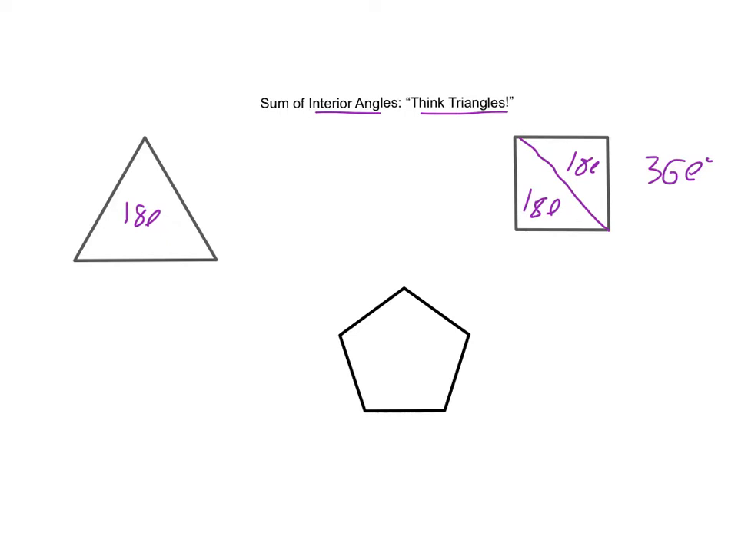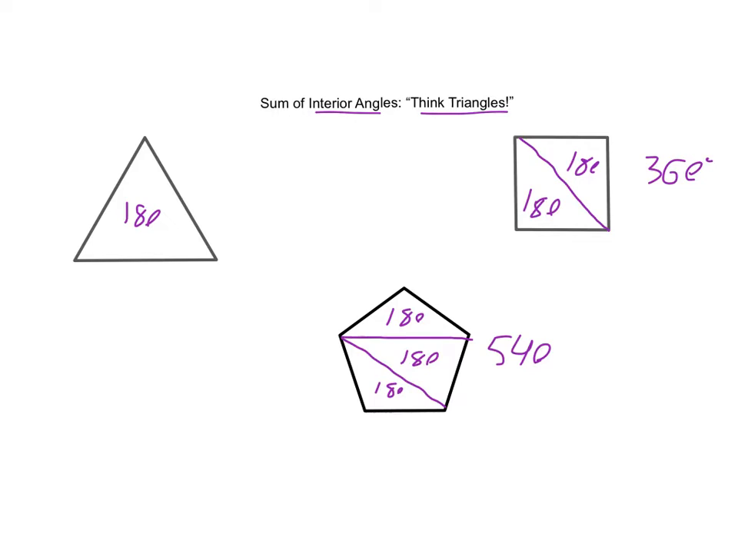Pentagon. We might not know off the top of our heads what each of these angle measurements are, but we can divide a pentagon up into three triangles. 1, 2, and 3. And each of these triangles has a measurement of 180 degrees. 180 times 3 gives me 540 degrees.